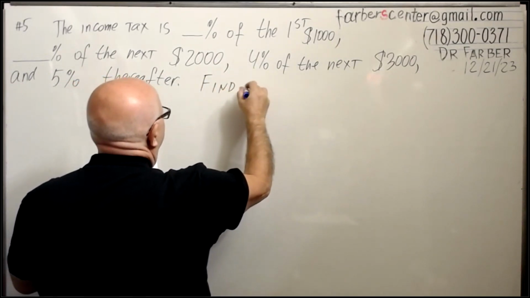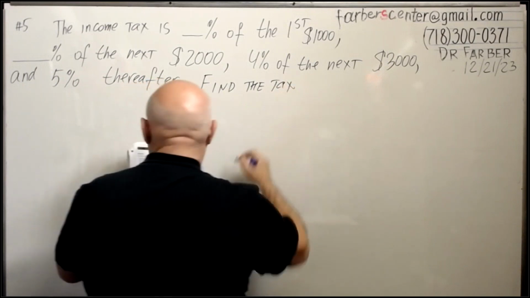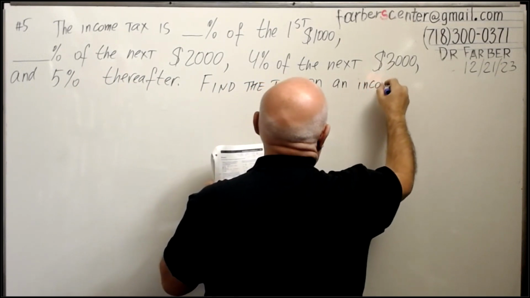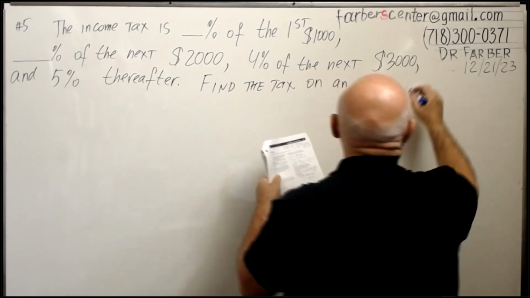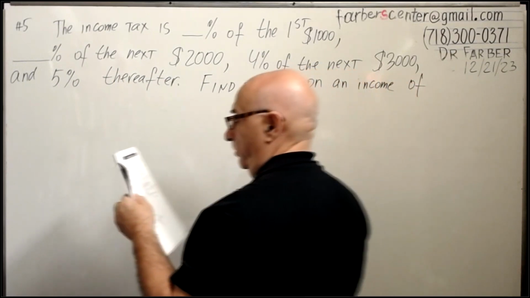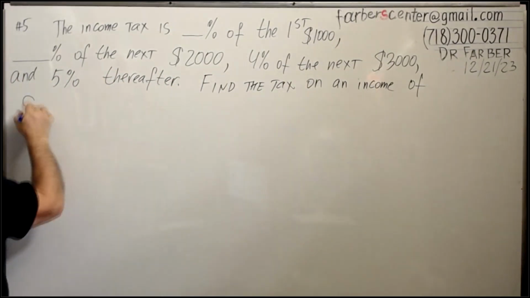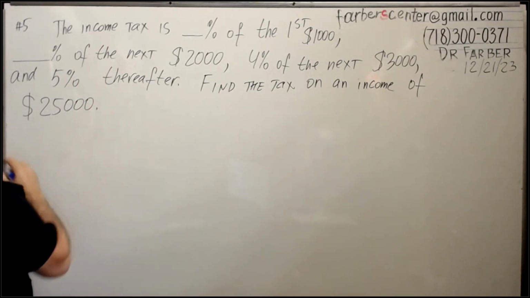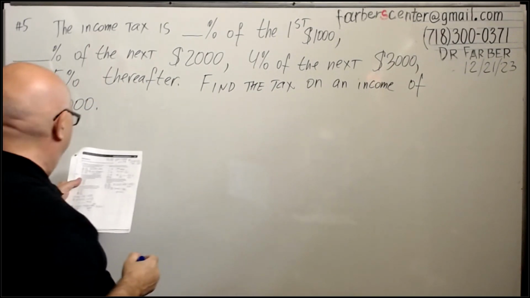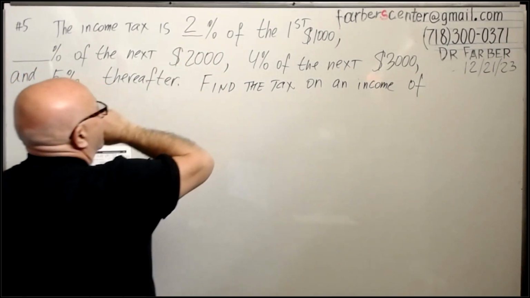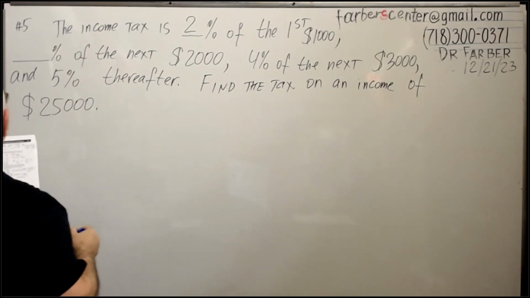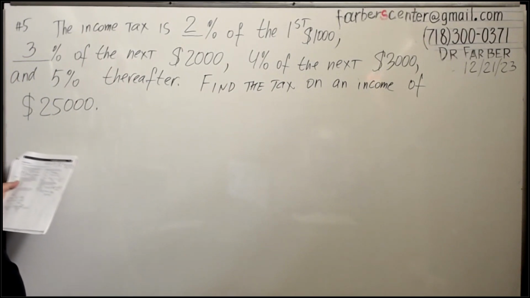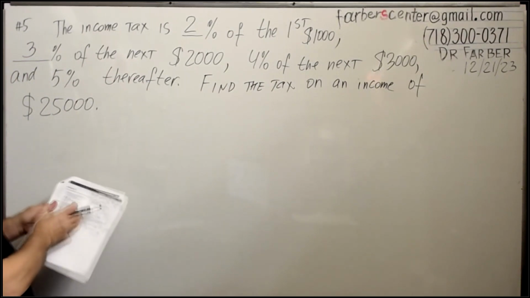Find the tax on an income of $25,000. And the income tax is 2% of the first, 3% of the next, 4% of the next, and 5% thereafter. Okay, let me solve it by myself.